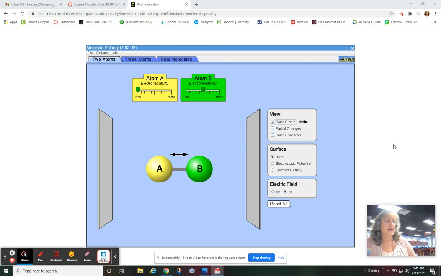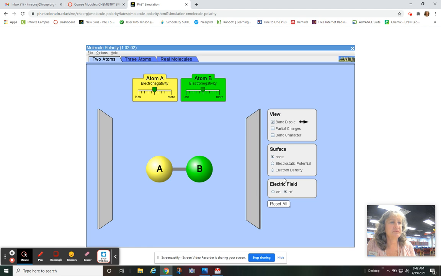All right, so we're going to look at the dipole moment and bond polarity and then graduate to molecular polarity. So I have A and B here bonded together. I have a dipole moment drawn. Watch what happens to that dipole moment if we make the electronegativity the same. It disappears because then you have a non-polar molecule.